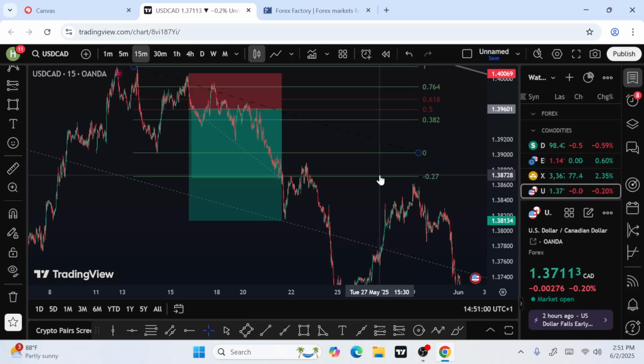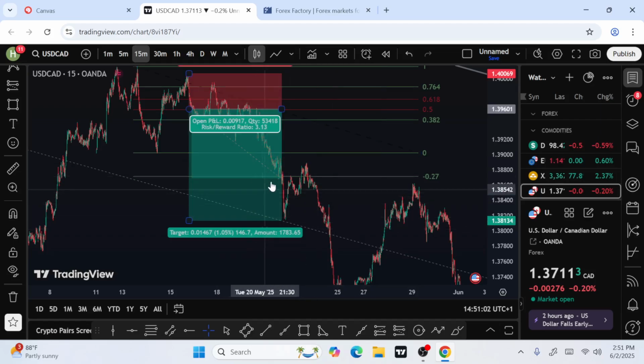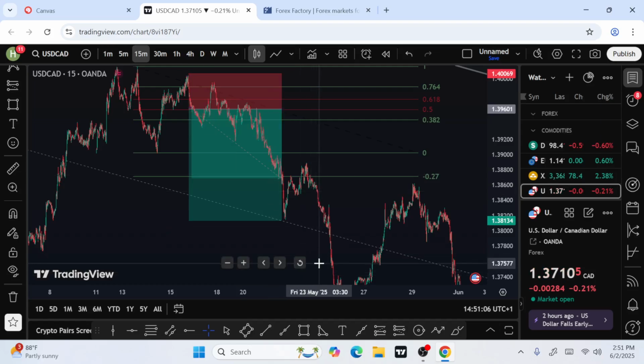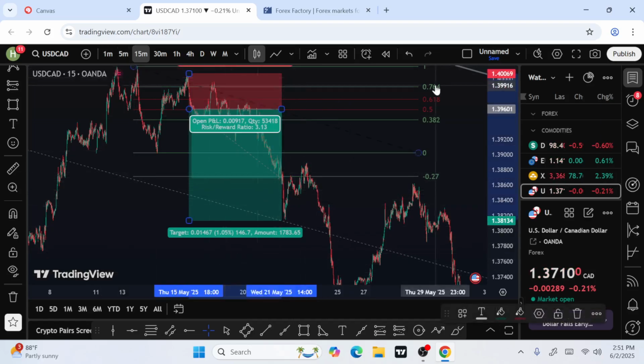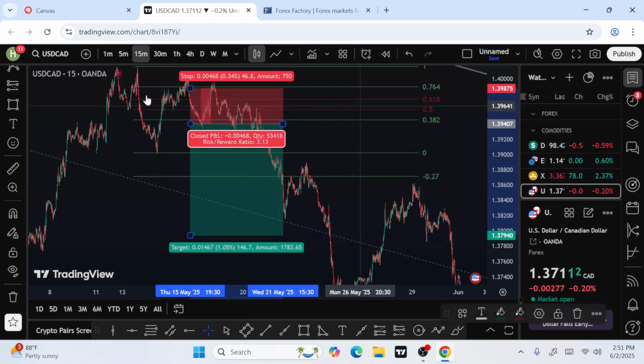Do you get that now? So that is how to place your Fibonacci retracement. That is how you place your Fibonacci retracement. Let me delete this.